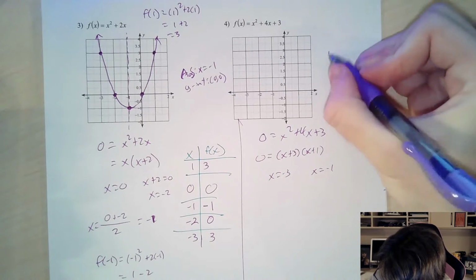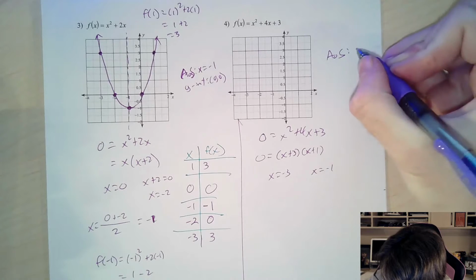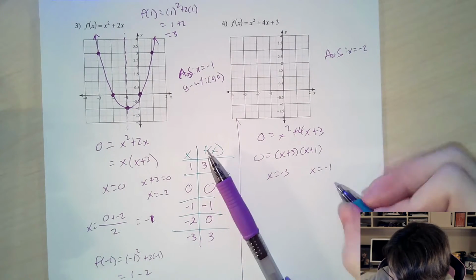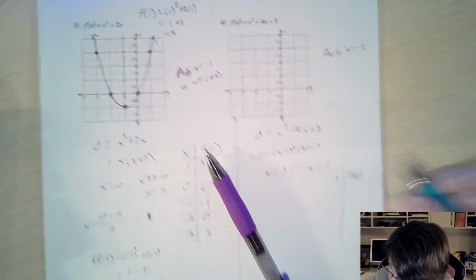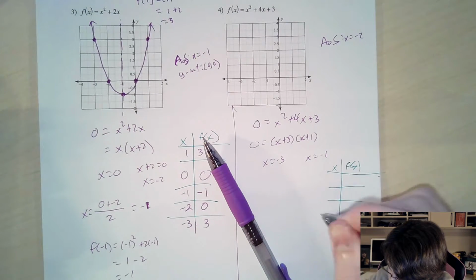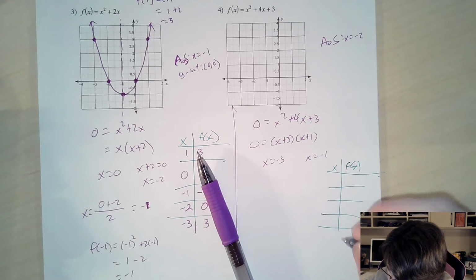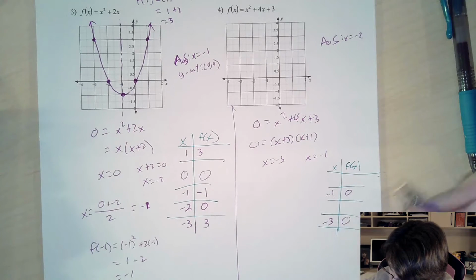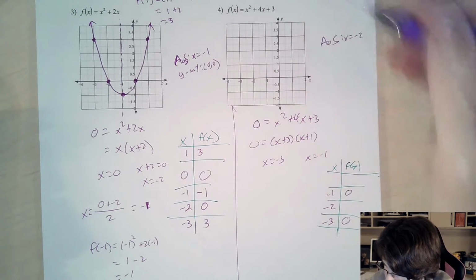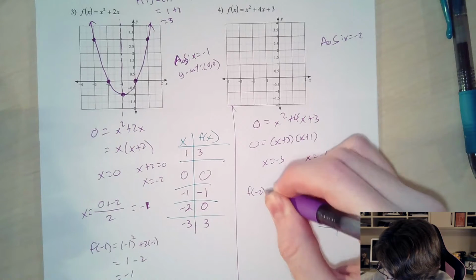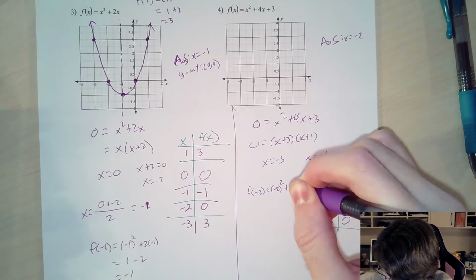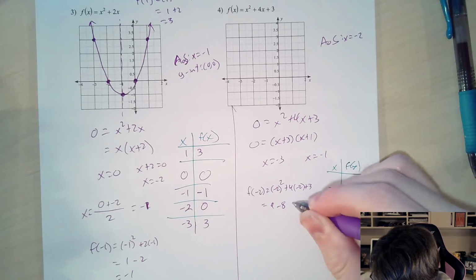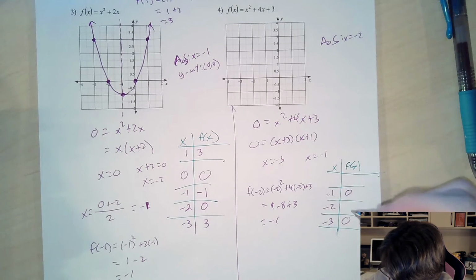Obviously, between those two, our axis of symmetry is x equals -2, smack dab in the middle there. X, f of x. Boom, 1, 2, 3, 4. Okay, a little bit lower there. We have -1, comma 0, -3, comma 0. We have -2, comma whatever we have to plug in here. F of -2 equals -2 squared plus 4 times -2 plus 3. You get 4 minus 8 plus 3, which is -1.